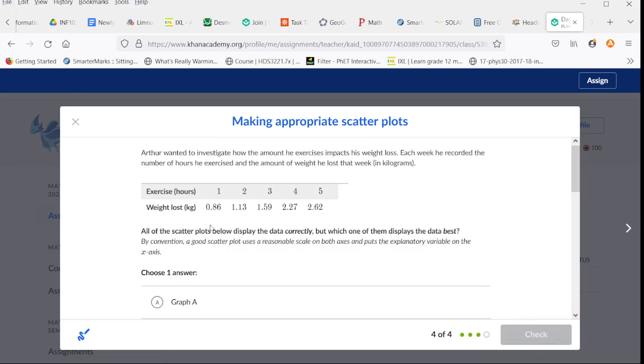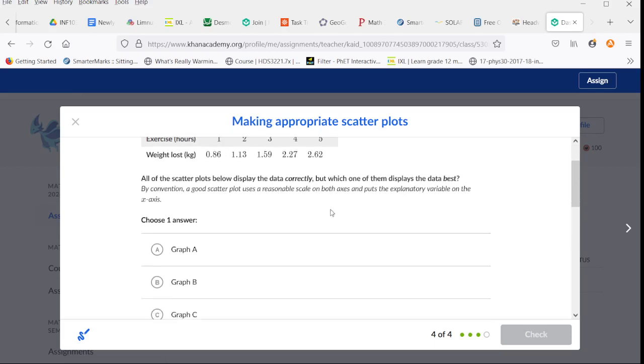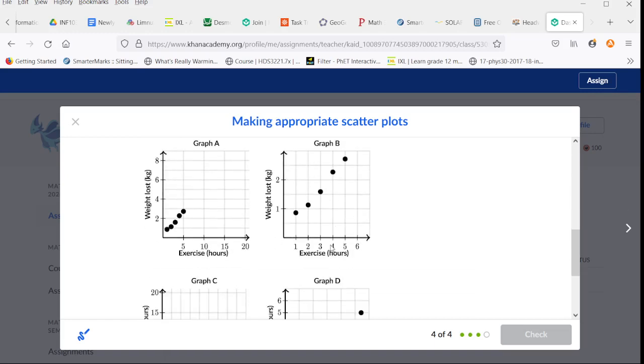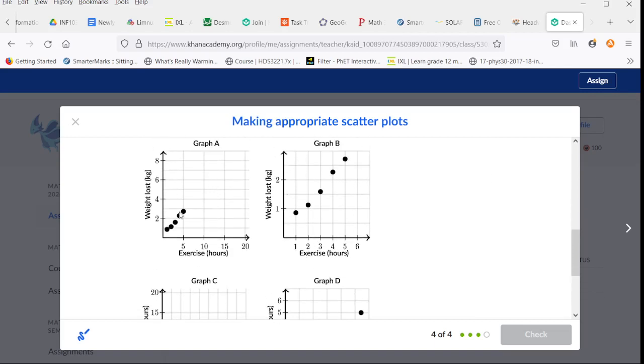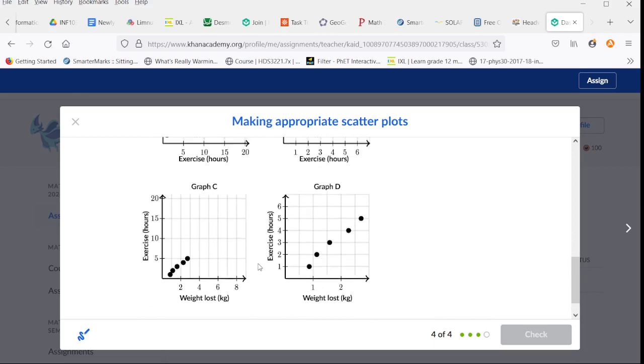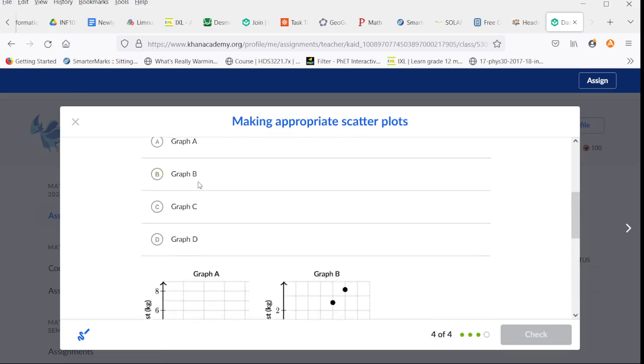Now finally, yes, we choose the hours of exercise we do, and we measure the weight loss as a consequence. So the hours of exercise have to be horizontal, and the weight lost has to be vertical. So here we go. Exercise hours on the horizontal, weight lost vertical, again with the data nice and spread out. So that's where we want B and not A. A bunches it up too much. So B is the graph we want.